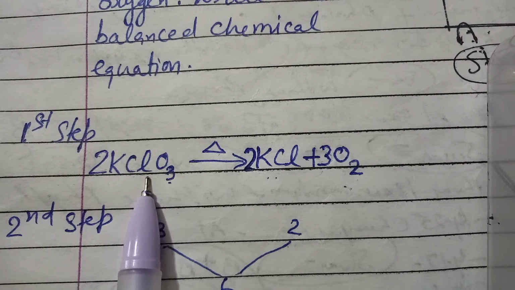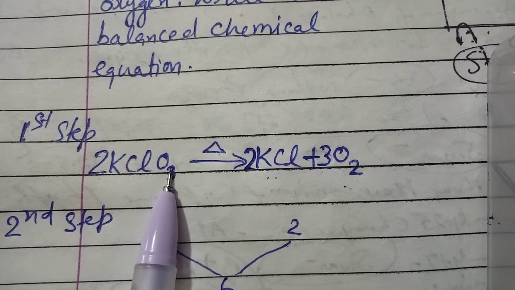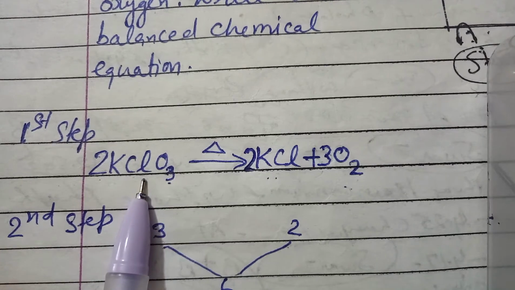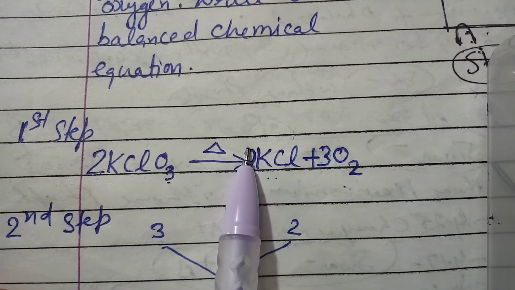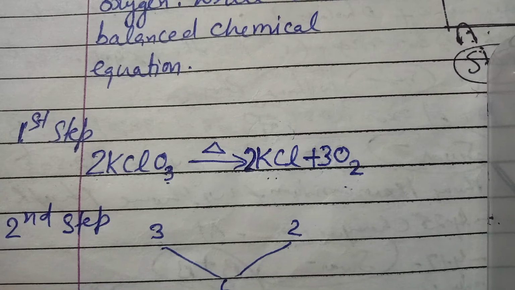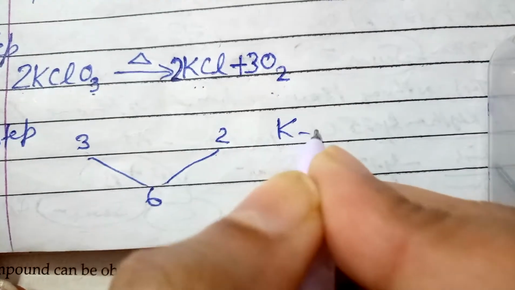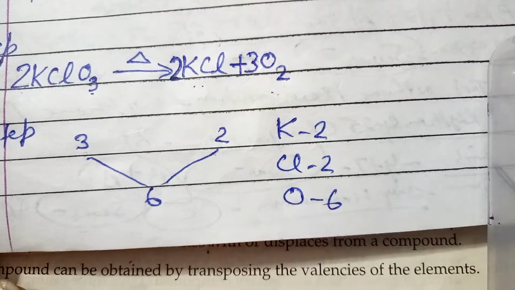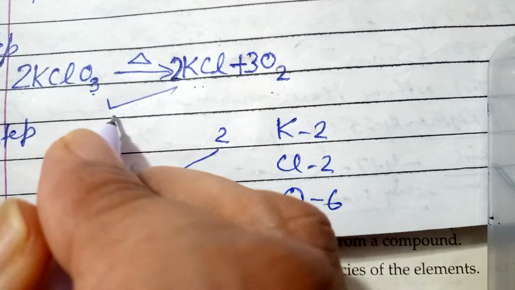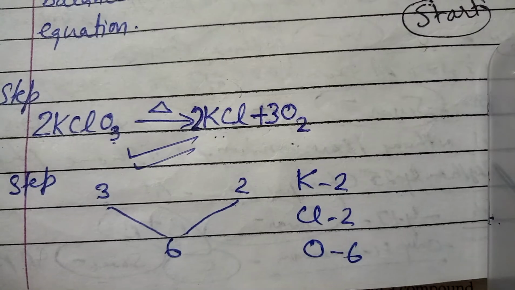Remaining is chlorine. As I told you in the last video, this coefficient will be shared by potassium, chlorine as well as oxygen. So how many chlorine atoms are there on the reactant side? 2. Now on the product side? 2. So we have potassium 2 atoms on each side, chlorine 2 atoms on each side, oxygen 6 atoms on each side. So our reaction is now balanced. This is the simple way to write and balance any chemical equation.